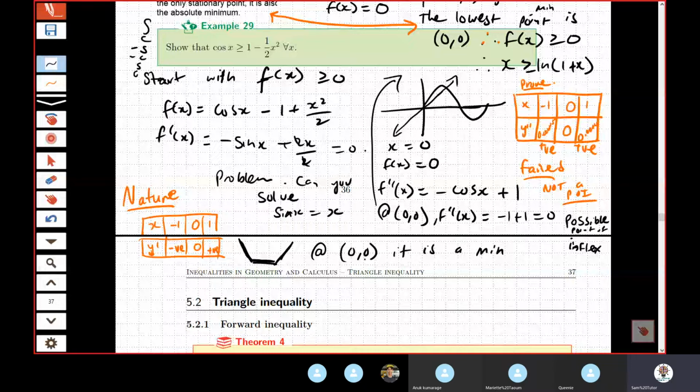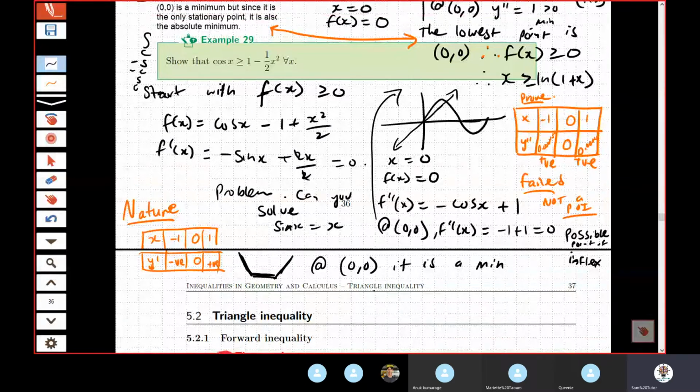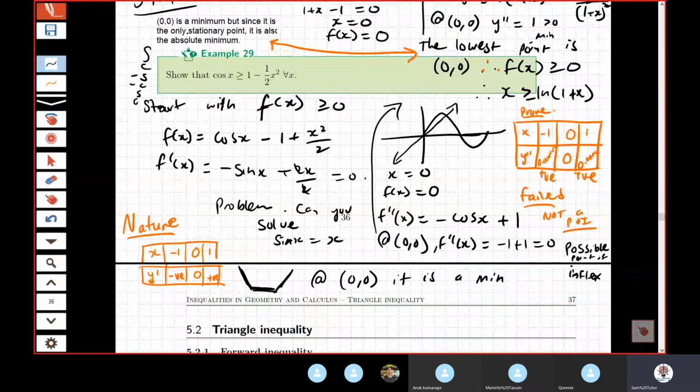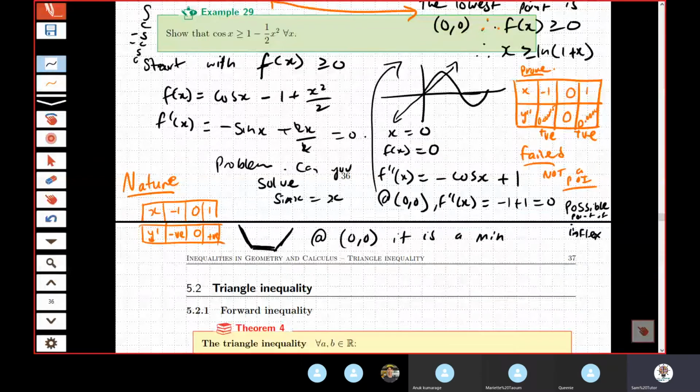Because (0, 0) is a minimum, but is also the only stationary point, it is also the absolute minimum. So exactly like above, (0, 0) is a minimum, but since it is the only stationary point, it is also the absolute minimum. So that is absolutely the lowest point.